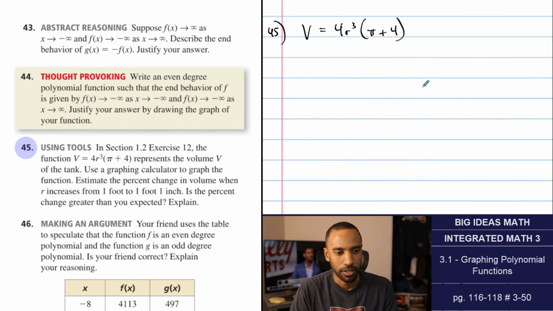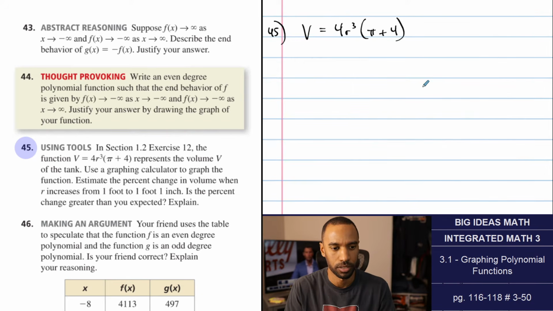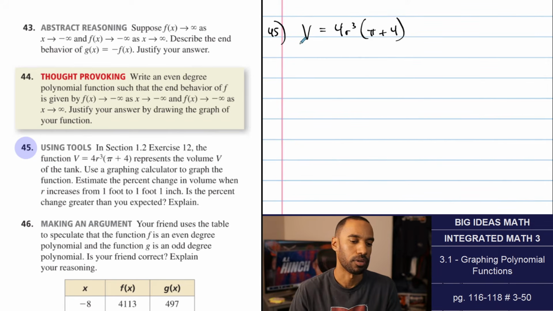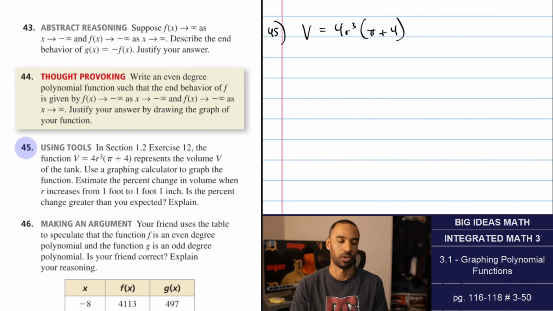Use a graphing calculator to graph the function. Estimate the percent change in volume when r increases from 1 foot to 1 foot 1 inch. Is the percent change greater than you expected? Explain. I guess we assume r is in inches.